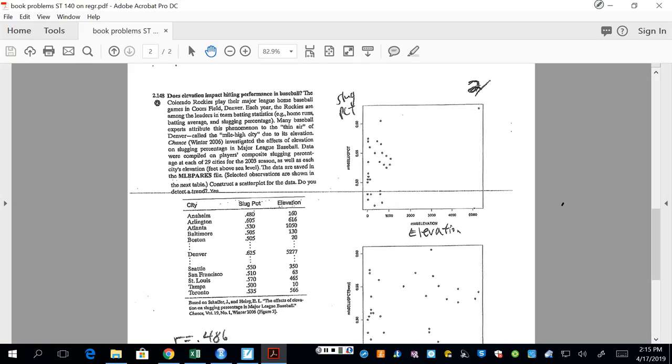So in the 2003 season, there were 29 cities with major league teams. They recorded the elevations for the teams and something called slugging percentage. This has to do with hitting longer distances. Do you hit to get one base? Do you hit a home run? Do you hit to the outfield? I'm not sure how exactly it's calculated, but higher ones would be better. And so Denver was pretty high, 0.625. So is there an association between elevation of the field and the slugging percentage?